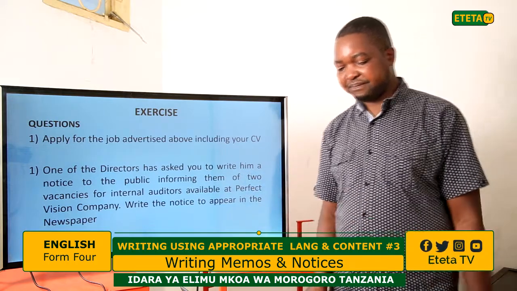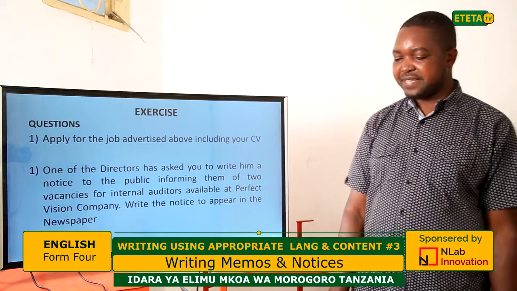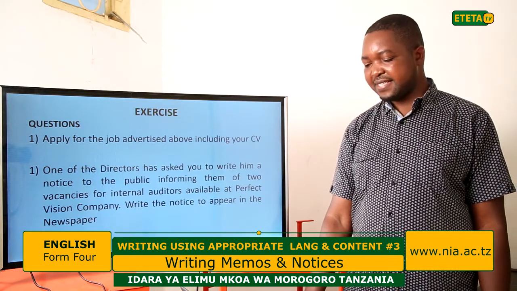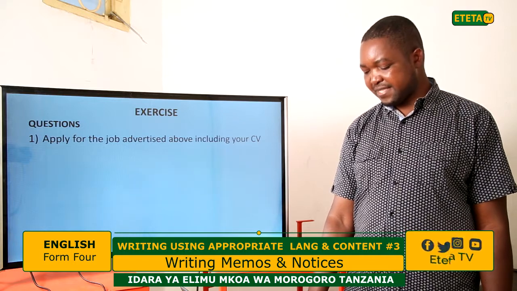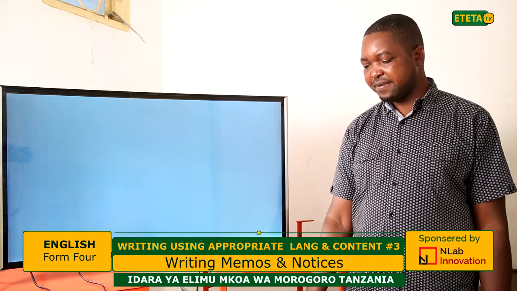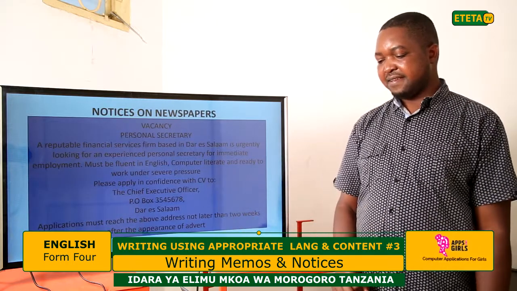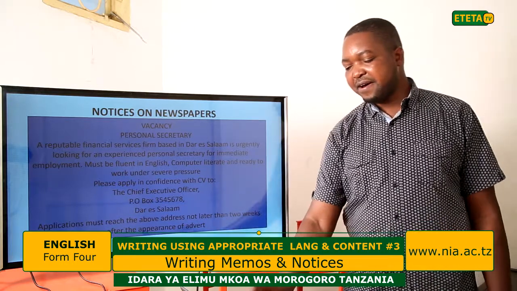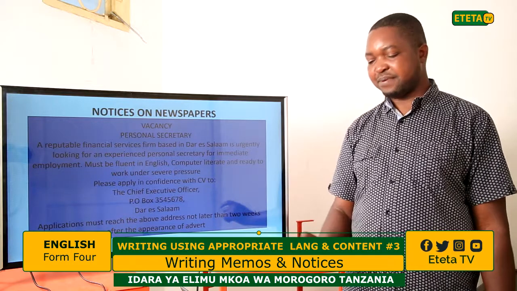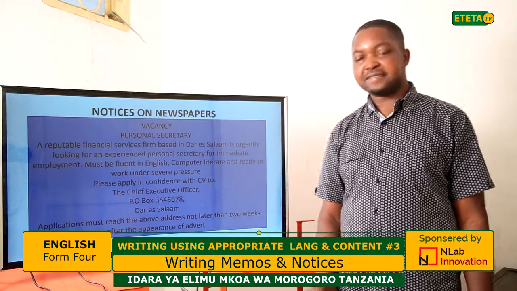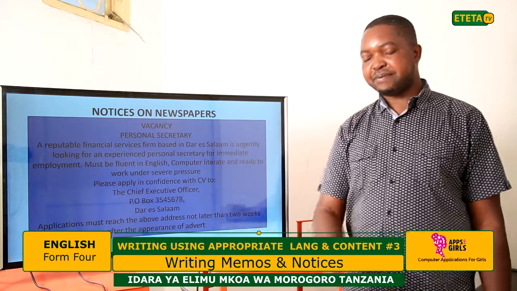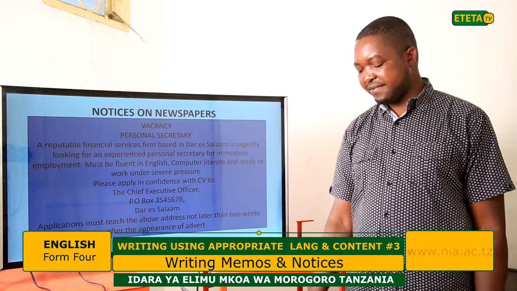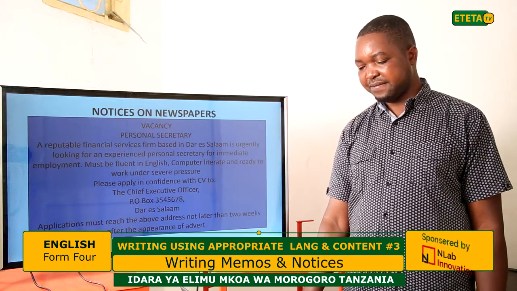The question here, question number 1, says, apply for the job advertised above, including your curriculum vitae. What is that advert? The advert I'm asking you to write upon is this one here. This is the notice in the newspaper. Suppose you read this newspaper and you found this vacancy. How can you apply for this vacancy? It is a personal secretary vacancy. How can you apply for this position?